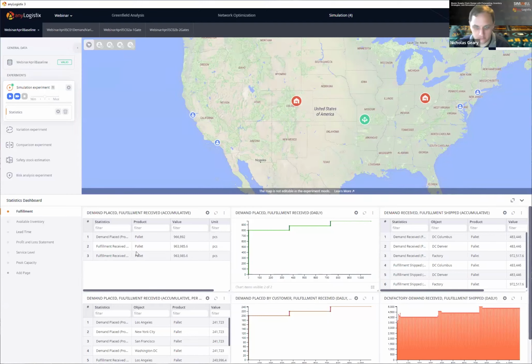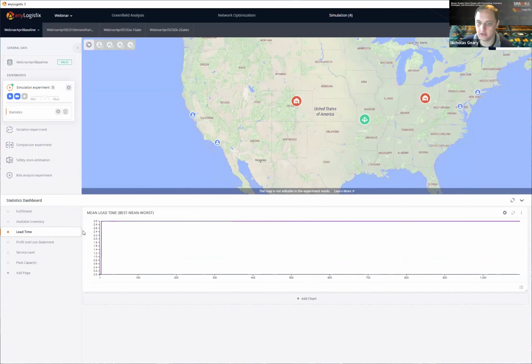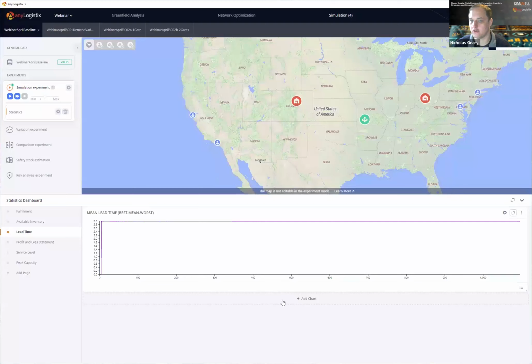From here, we're going to go into our available inventory, and we can see the demand increasing year over year as well, along with what is being serviced. From here, we go down to our lead time. After the warm-up period, we could see that around 3 days, hopefully that is shown. Hopefully that's big enough for everyone to see. You can see our lead time here is about 3 days in our current basic system.